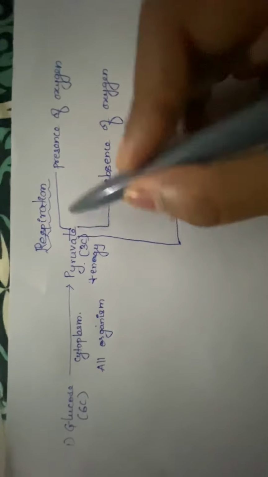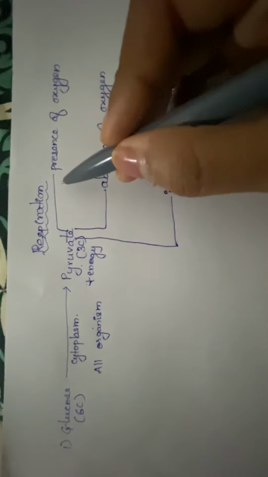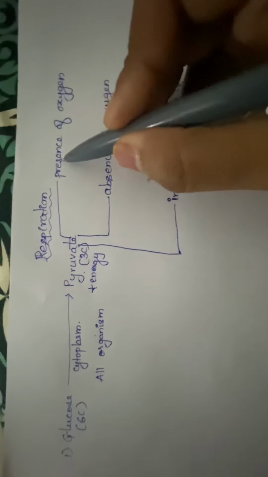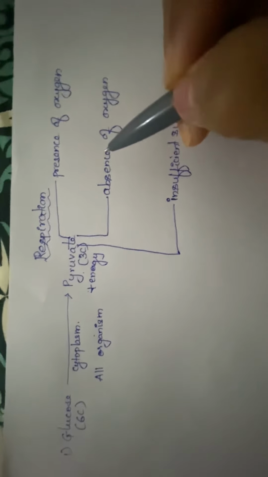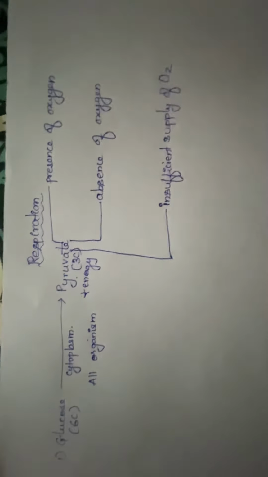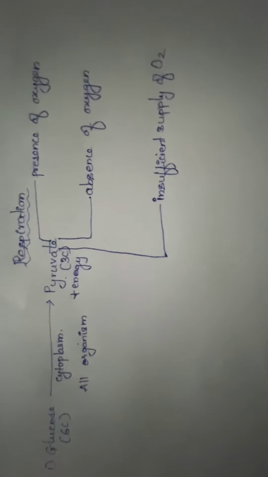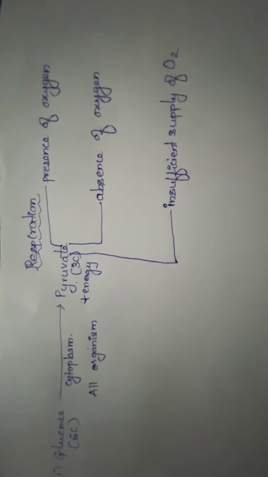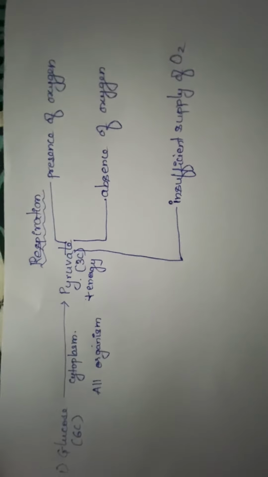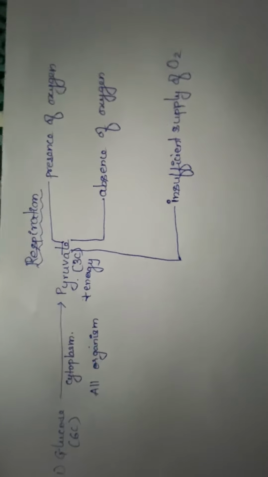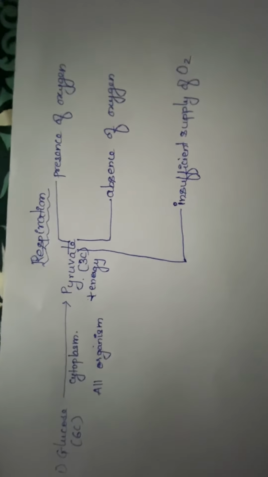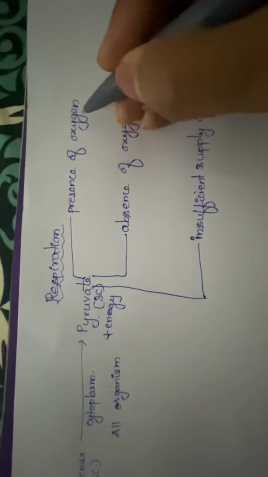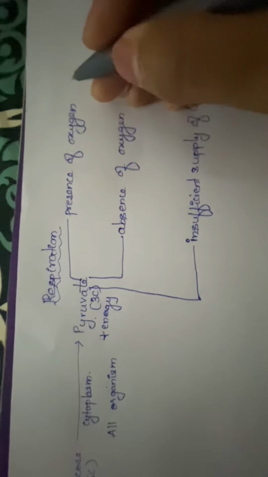breaking of pyruvate, how further it will be broken down depends upon the organism. Whether the organism will utilize oxygen, that is in presence of oxygen it will break down pyruvate, or in absence of oxygen it will break down pyruvate, or a condition where the organism does not get sufficient supply of oxygen, and hence in insufficient supply of oxygen it breaks pyruvate. What happens in these processes? So the first step, where the organism breaks it in the presence of oxygen.